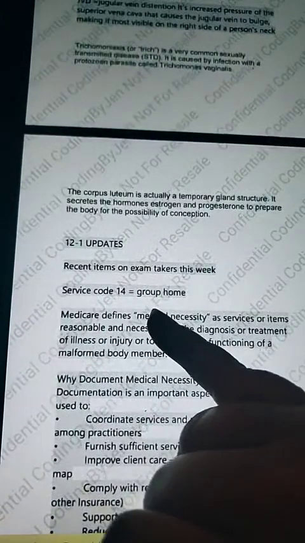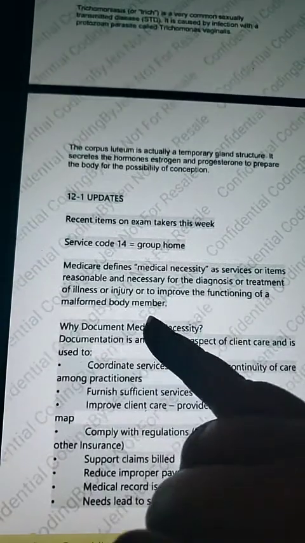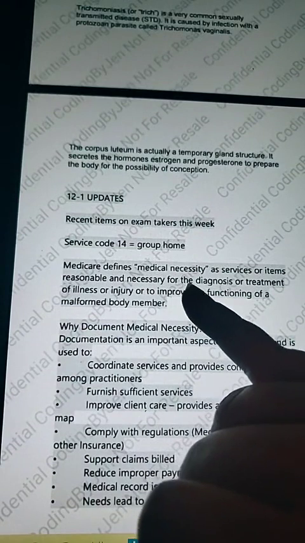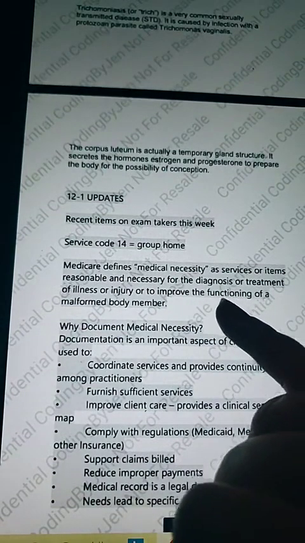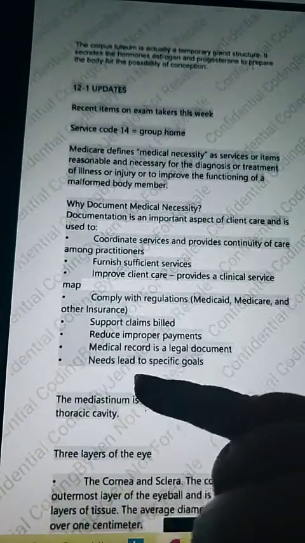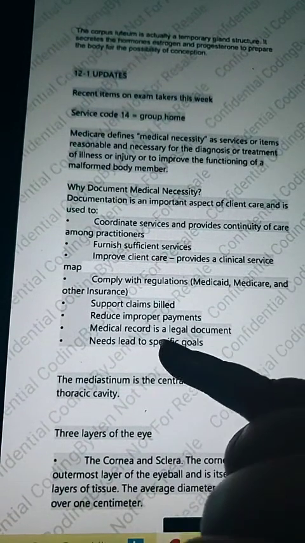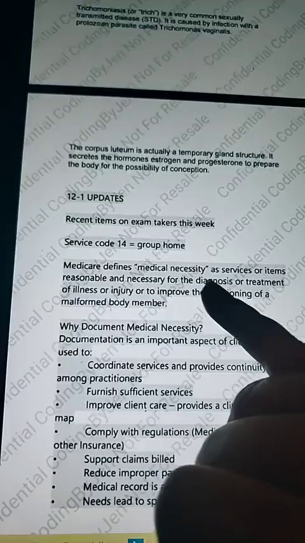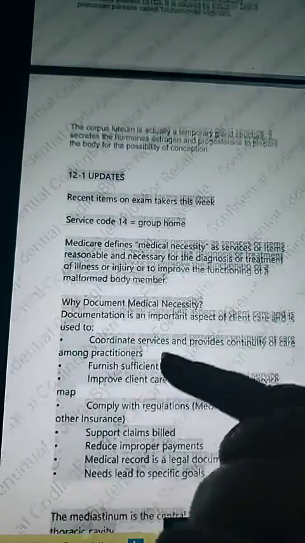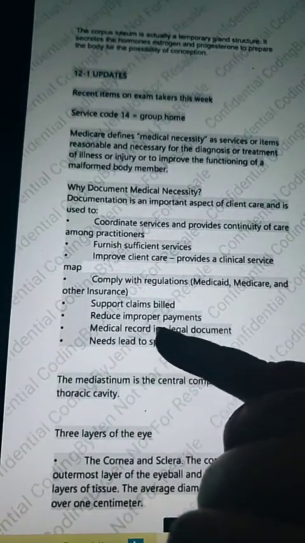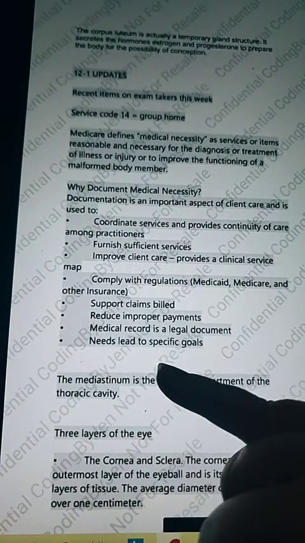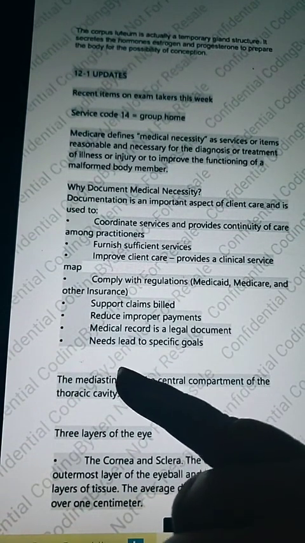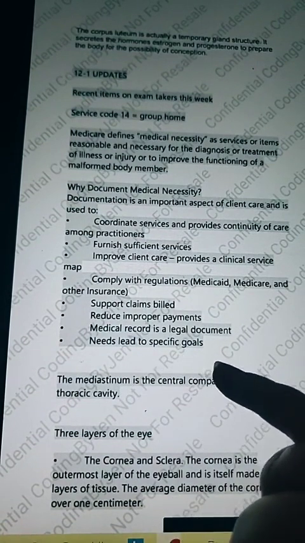More updates about group homes. Medicare defines medical necessity as what? I have all the definitions and some examples of what would go on during that. And the key point is to make sure that it leads to a specific goal.